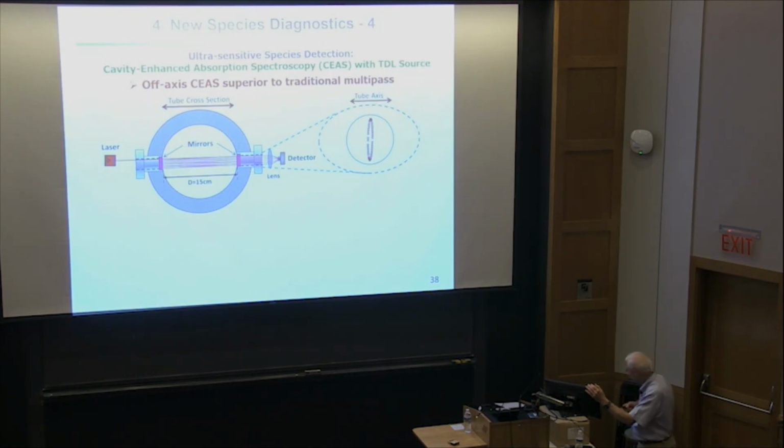And there are conventional multi-pass cells, or Herriott cells, the typical ones. They bounce the light back and forth, but you have to go in a hole and go out a hole, and that doesn't work in a shock tube. But this works in a shock tube.